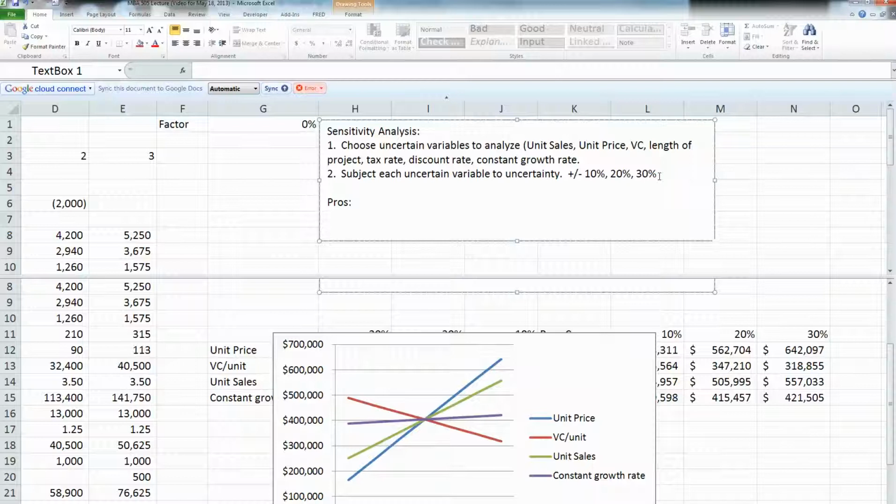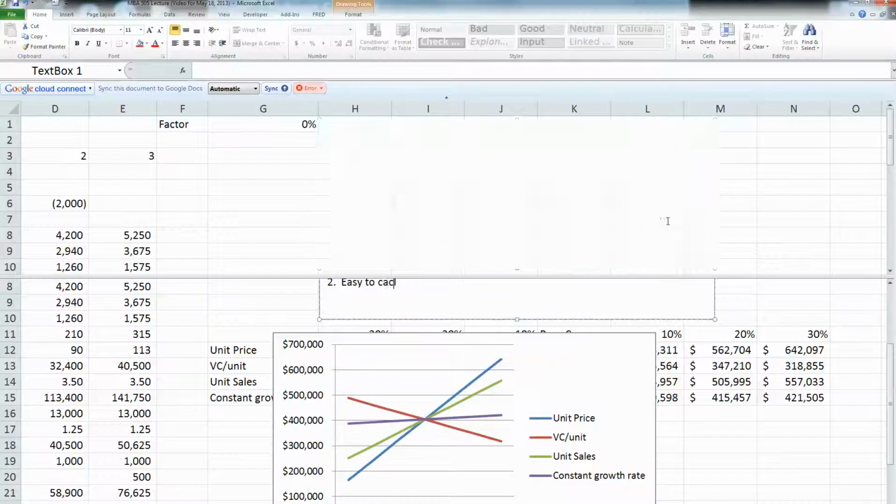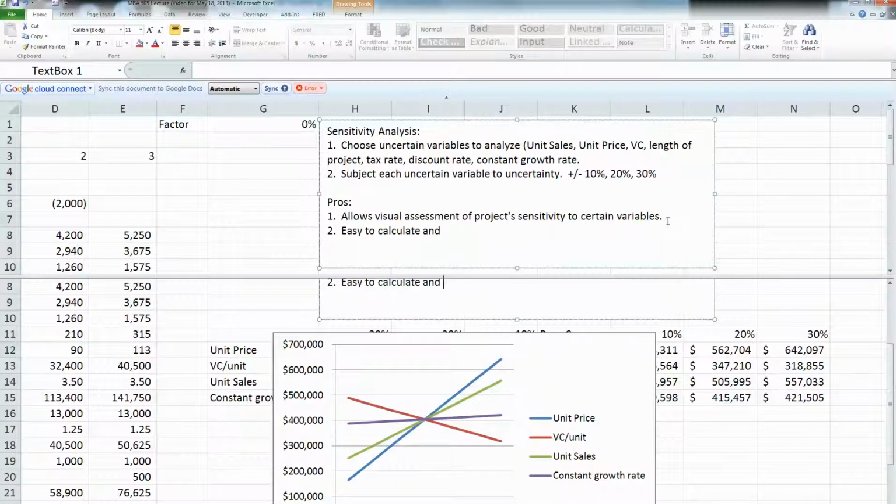So the pros for the sensitivity analysis is that it allows a visual assessment of the project's sensitivity to certain variables. It's fairly easy to do as well. And I also think it's easy to understand.